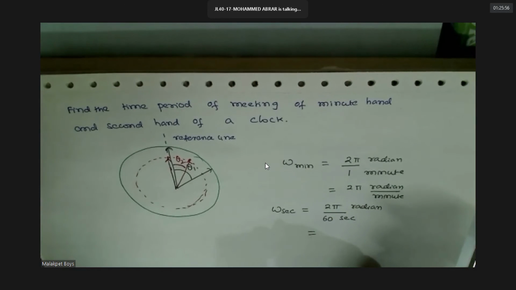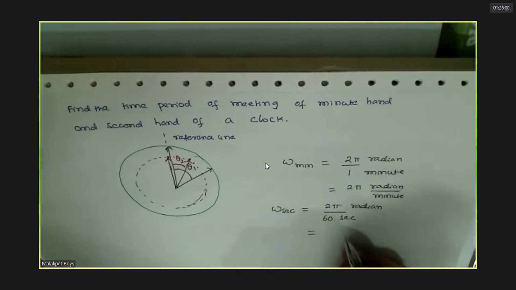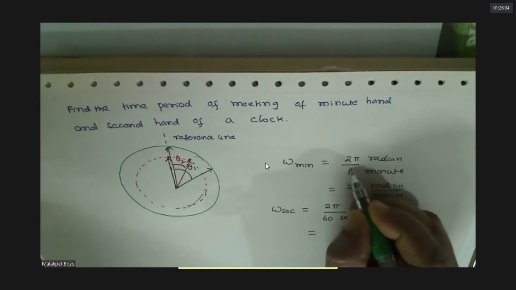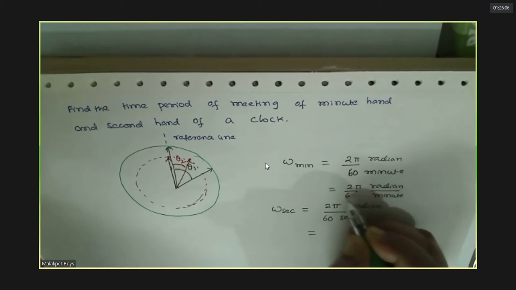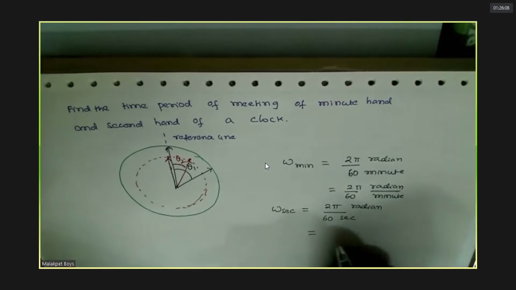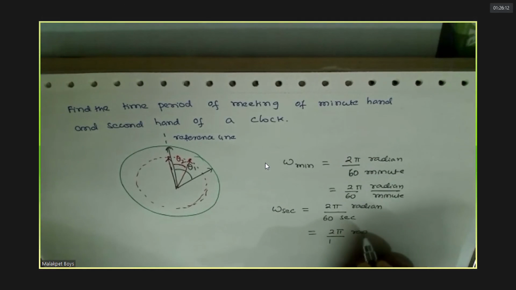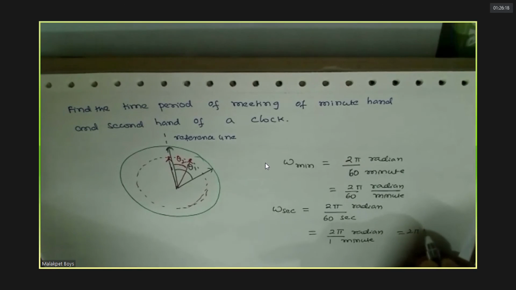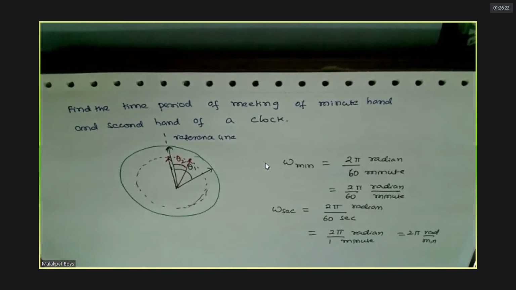Then the angle turns... this is 60 minutes. Yes, this is 60 minutes. Understood this? That means this is 2 pi by 1 minute, no? So it comes to what? 2 pi radian per minute. Do you agree till here?